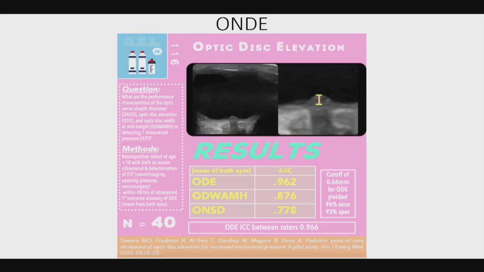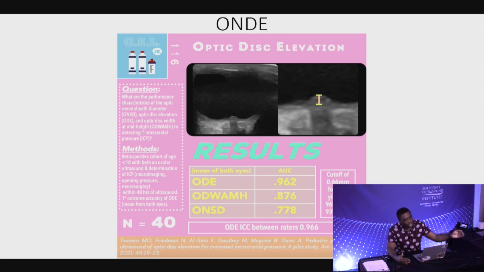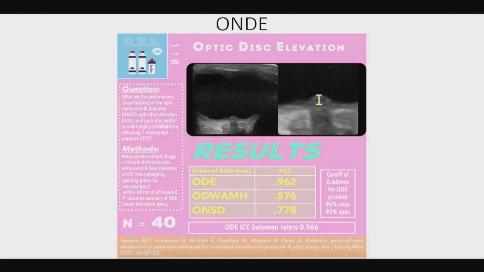All right, so optic nerve head elevation. There are different studies that have been done, and some of the studies are contradictory. In this study, only a small sample was used of 40 kids. However, this study compared to other studies that have measured elevated optic disc have noted that any value above 0.6 millimeters is more suggestive of increased ICP.